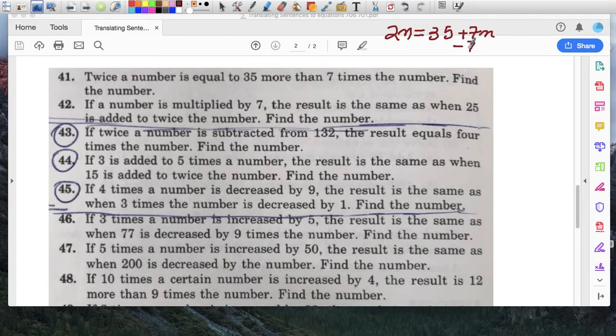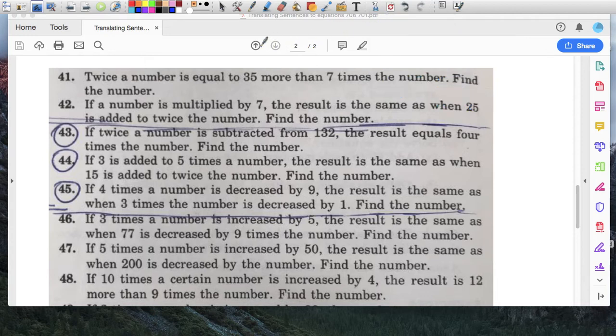So if I do that, I have to do minus 7n. Minus 7n. And over here, these two will be out. 35 comes down. 2n minus 7n is negative 5n. Now I'm going to divide both sides by negative 5. These two will become positive n, and 35 divided by negative 5 is negative 7. So the answer to the first one is negative 7.